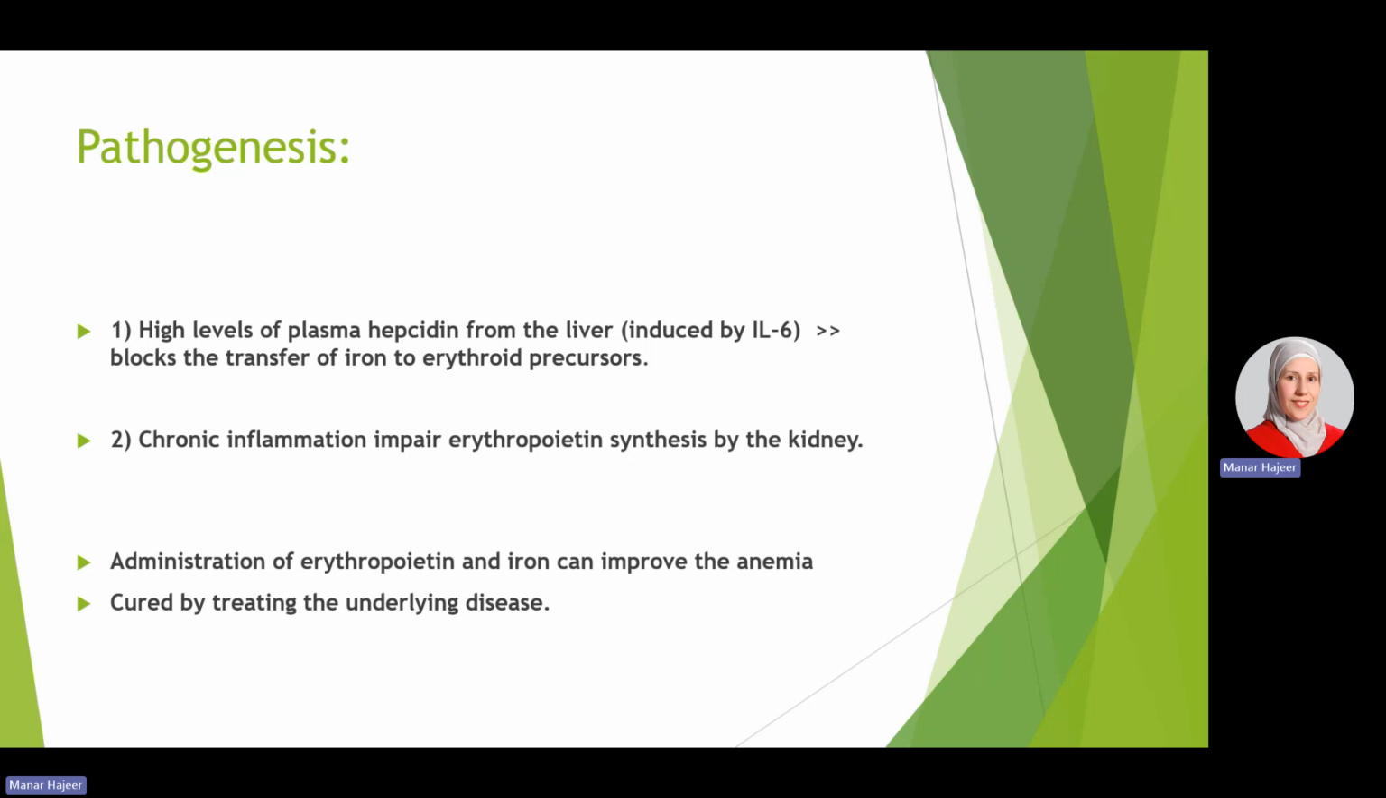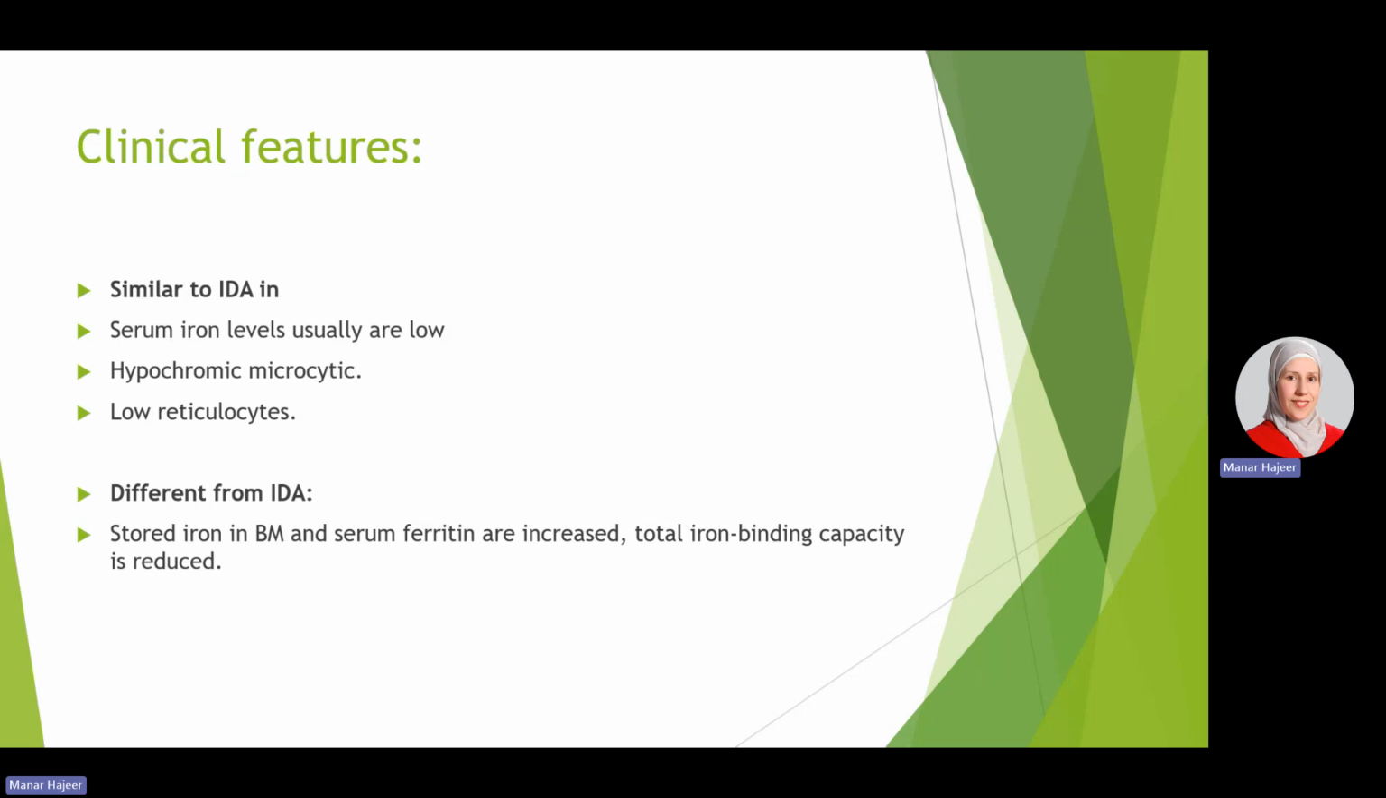So the iron remains in the bone marrow in the macrophages. It is sequestered in the macrophages and does not reach the erythroid precursors. The second mechanism is that chronic inflammation itself impairs erythropoietin synthesis by the kidney. Administration of erythropoietin and iron can improve the anemia in these patients, and it is cured by treating the underlying disease. The clinical manifestations are somewhat similar to iron deficiency anemia because the main principle is that iron is not delivered to the precursors in the bone marrow.